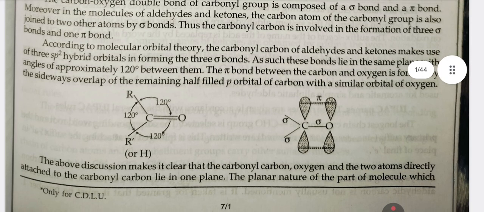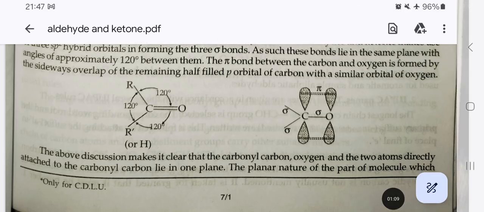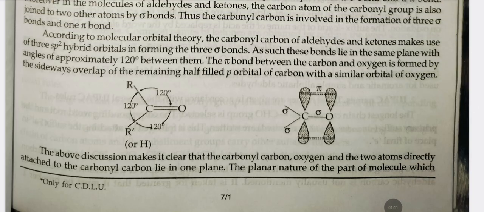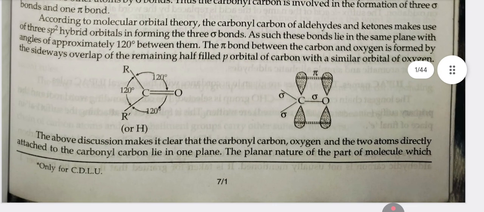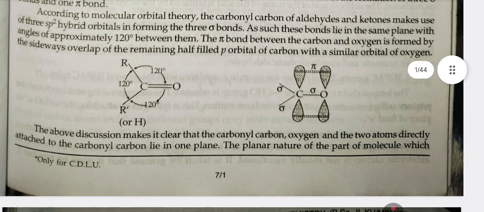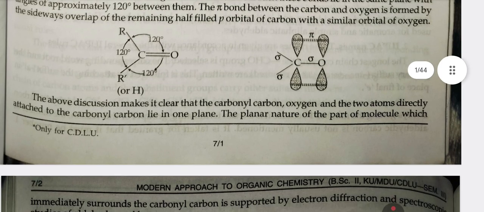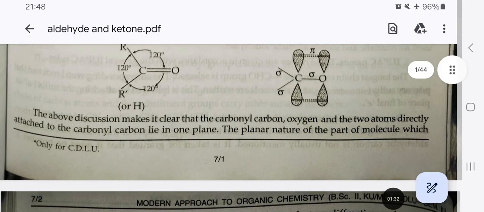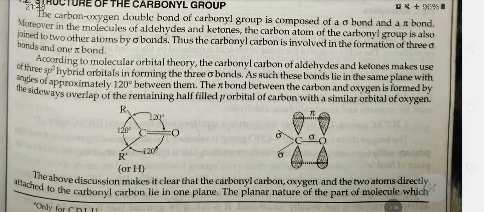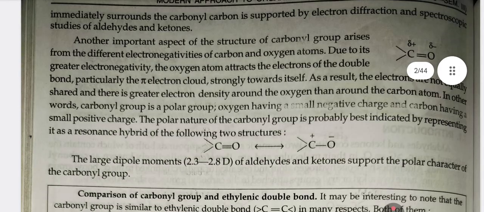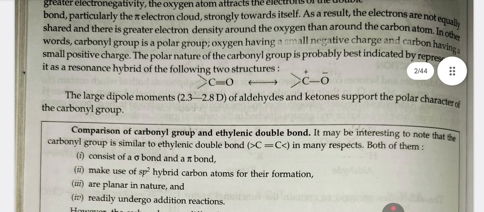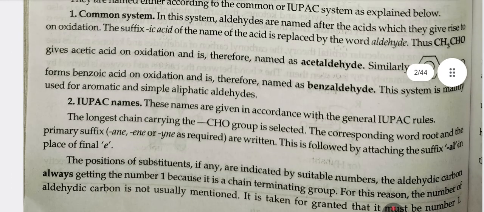According to molecular orbital theory, the carbon of these aldehydes and ketones makes use of three sp2 hybrid orbitals in forming the three sigma bonds. As such, these bonds lie in the same plane with an angle of approximately 120 degrees between them. The pi bond between the carbon and oxygen is formed by the sideways overlap of the remaining half-filled p orbital of carbon with a similar orbital of oxygen. The large dipole moments, 2.3 to 2.8 debye, of aldehydes and ketones support the polar character of carbonyl compounds.